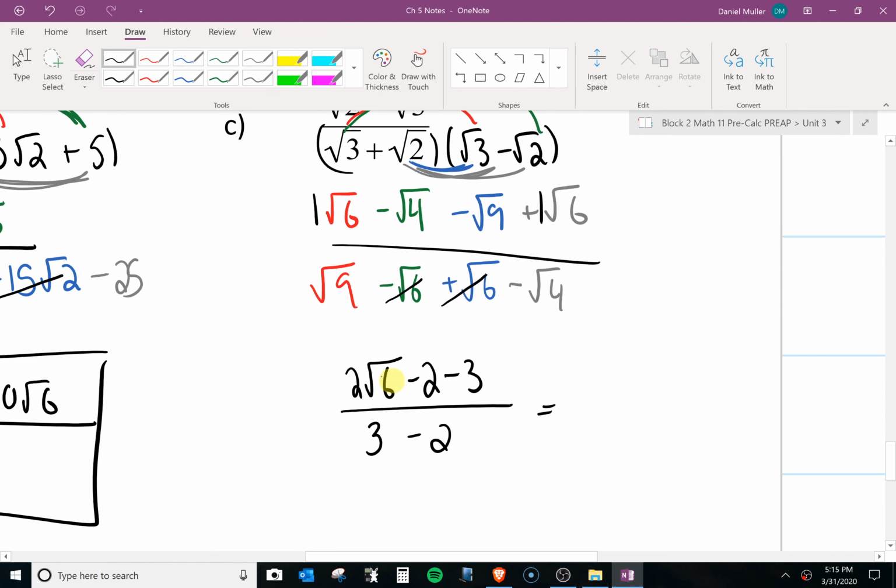So what do I have? The top, I've got 2 root 6. 6 cannot be broken down. Go 2 and 3, but there are no pairs to take out. And then I have -2 and -3, give me -5. All over 3 minus 2, which is 1. You don't need to write the 1.